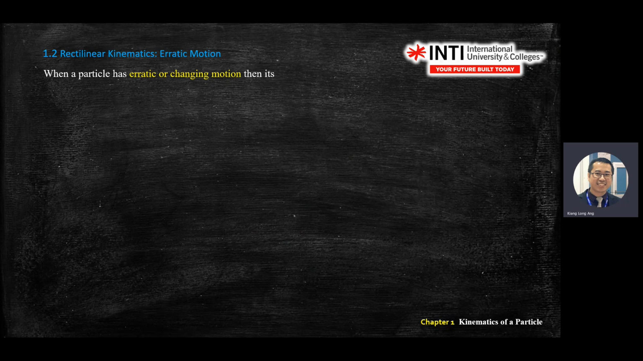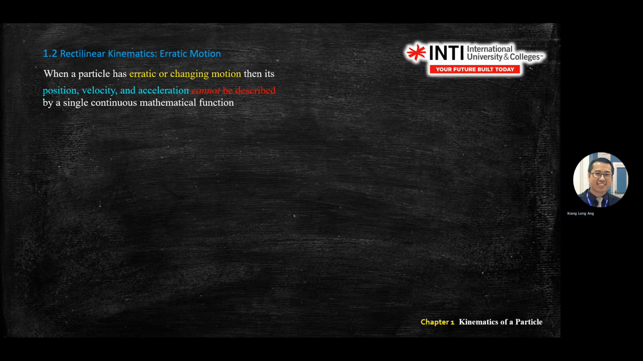This is called erratic, means something happened in the middle of the journey. Again, a highlight in the red color. Your position, velocity, acceleration cannot be described using a single continuous mathematical function, which is this one or this one.